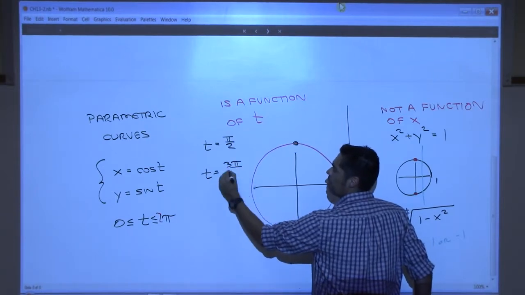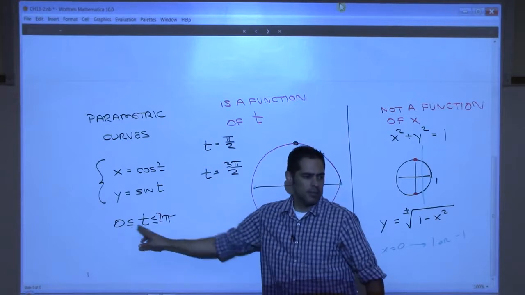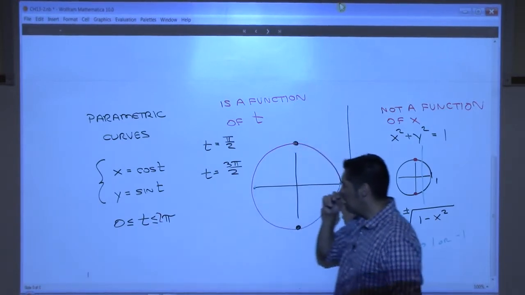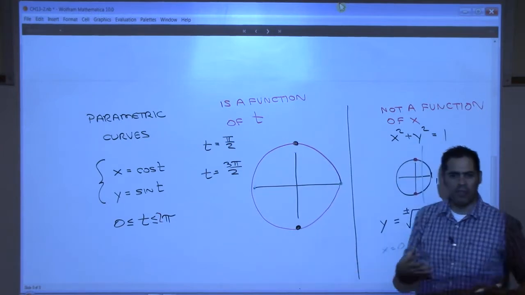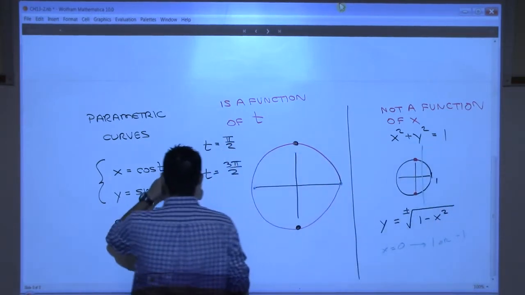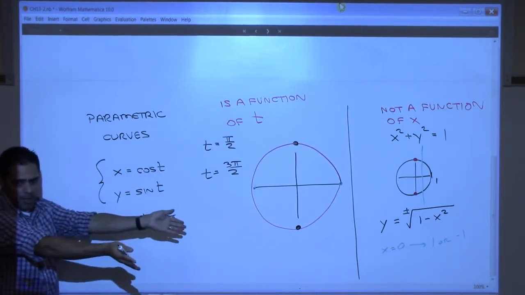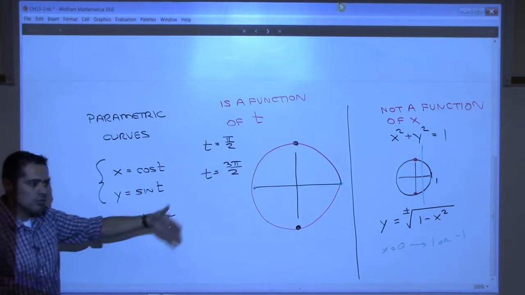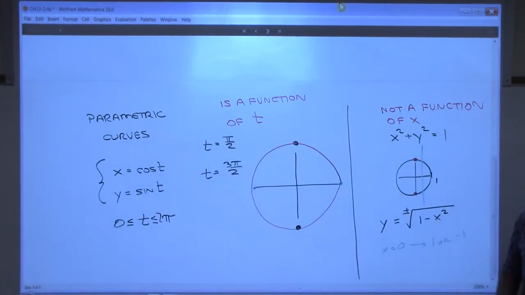3 pi over 2. I heard negative pi over 2 also, right? But I was between 0 and 2 pi. So look, I can get to those 2 points with 2 different inputs. And no matter what different values of t I plug in, it's never going to take me to 2 different places. So I can draw a circle, and it still qualifies as a function. And that's what we like.